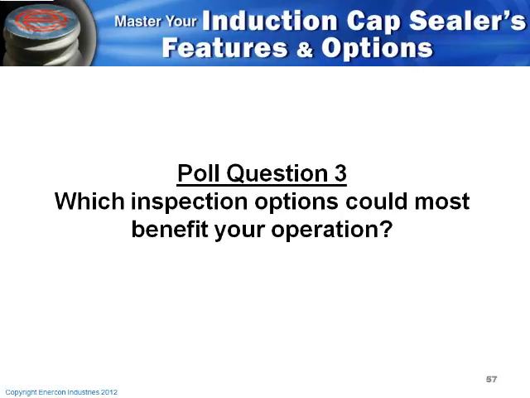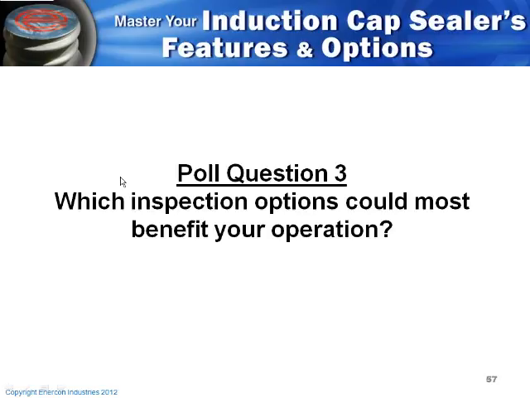peers are looking at. 29% of you said you could use motion or foil detection. 73% said full cap inspection. 26% said container rejection. Now, you could choose more of these, so obviously that doesn't add up to 100.